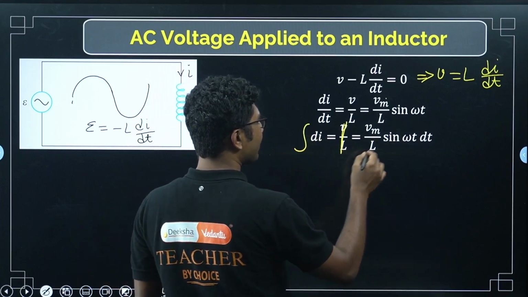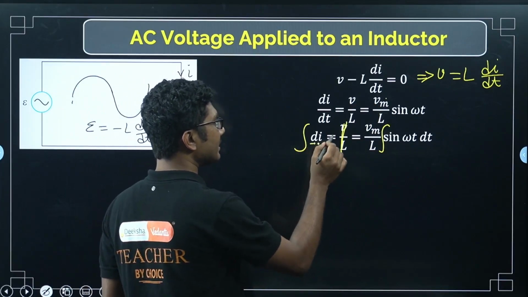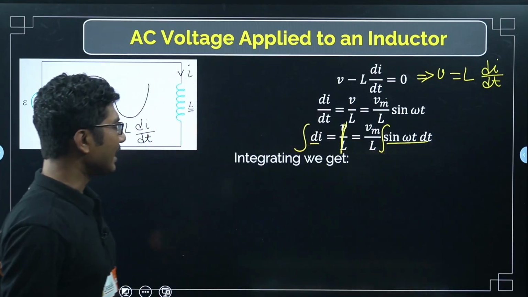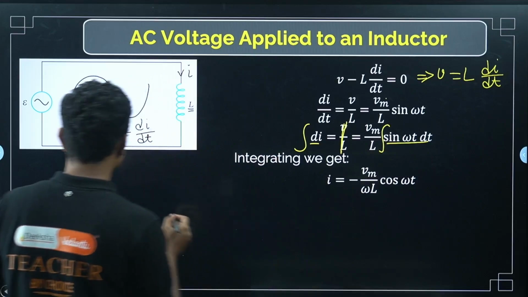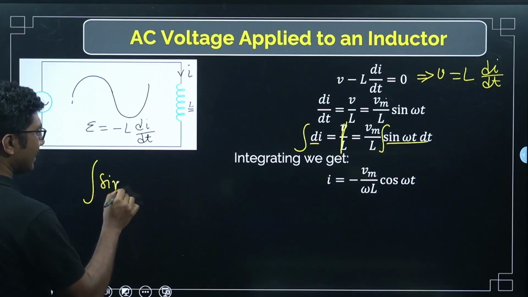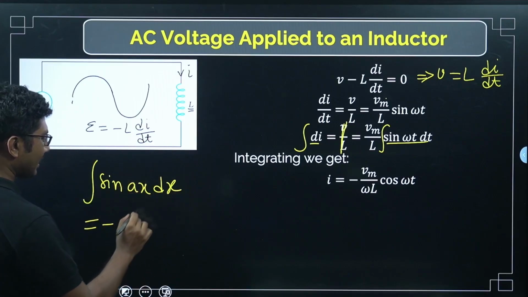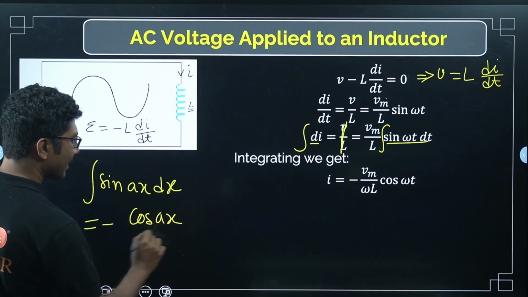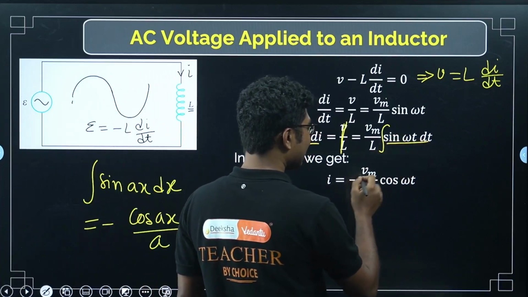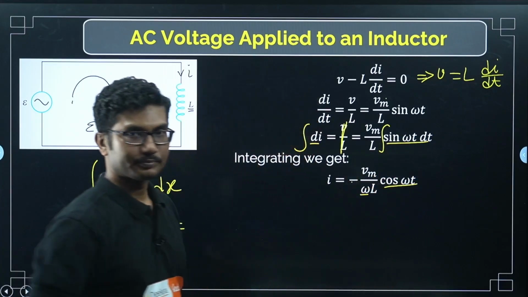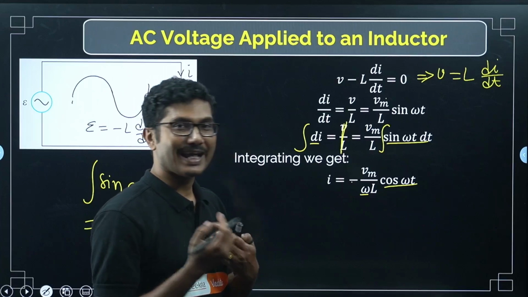So next step, you have to integrate this. This is a constant, so the constant does not get integrated. The only things integrated are di and sin omega t dt. So we can write this as I equals, now what is the integration of sin omega t, or sin x? Remember, the integration of sin ax dx is minus cos ax divided by a, right? You know that. So that same thing we have applied here: minus cos omega t divided by omega. We have done the integration and then rearranged it, right?